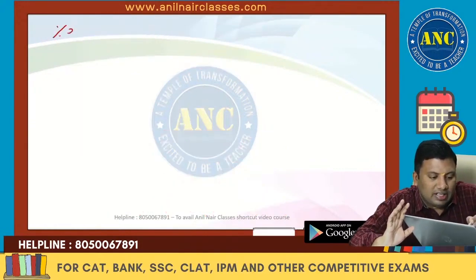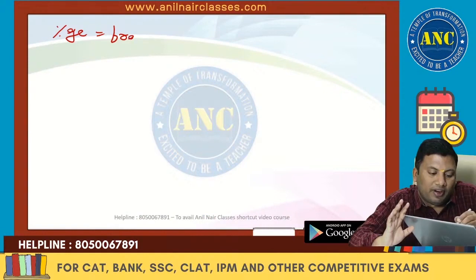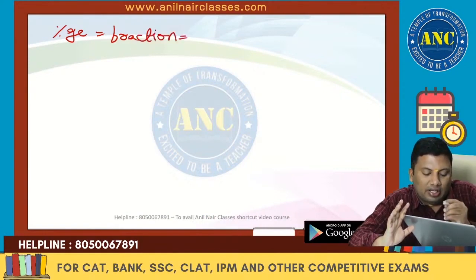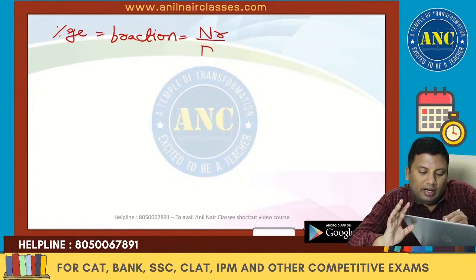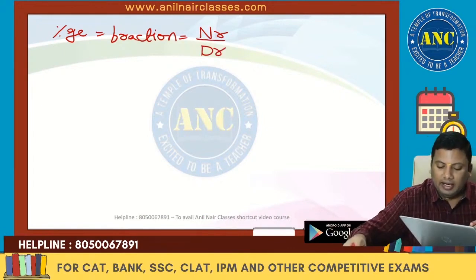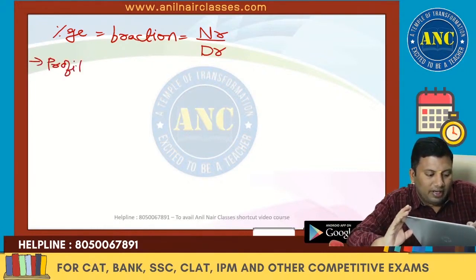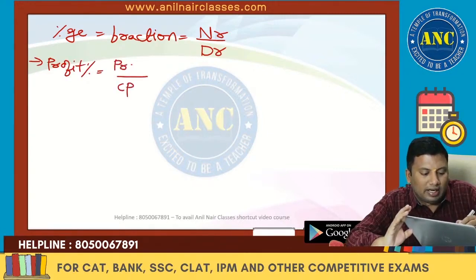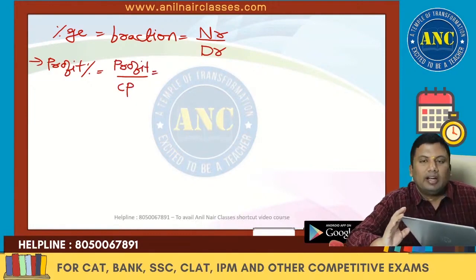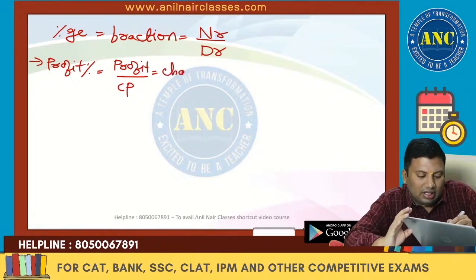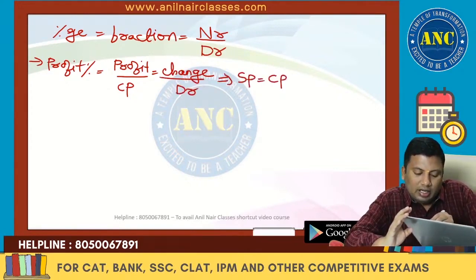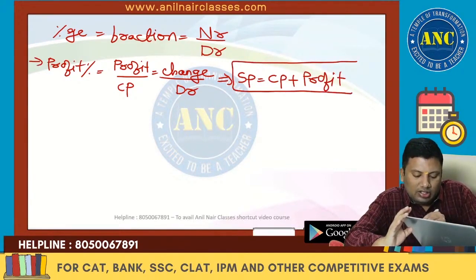Now, if I convert the percentage into a fraction, I will get a numerator by denominator. Now see here. Suppose it is profit percentage: the denominator is nothing but the cost price, the numerator is nothing but the profit. This is nothing but change by denominator. So selling price is nothing but cost price plus profit.